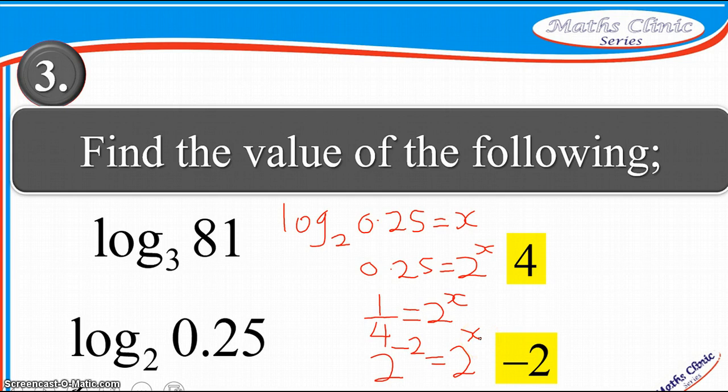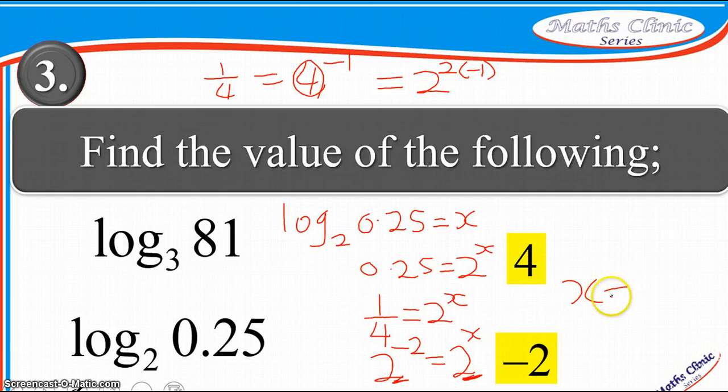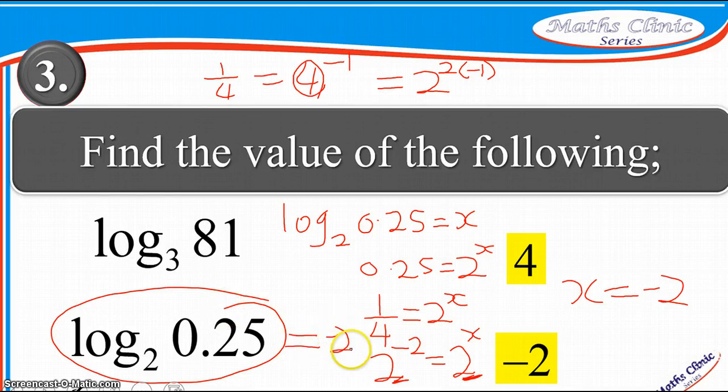Why are we saying that? 1/4 can be written as 4 exponent -1. And changing 4 to indices will give us 2 exponent 2 times the -1 existing already. And so we get 2 to the power -2. And since the bases are the same, we equate exponents and say x is equal to -2, which means everything here will give us -2.